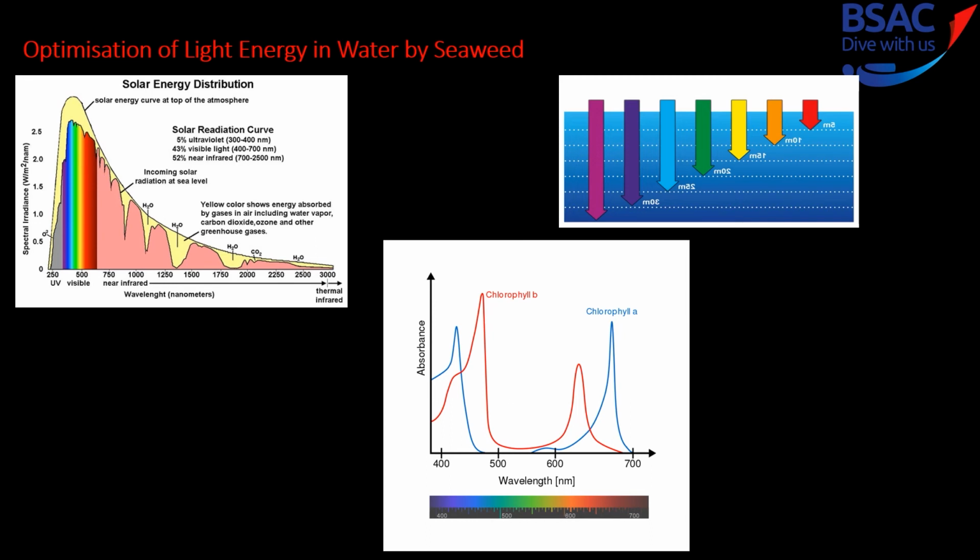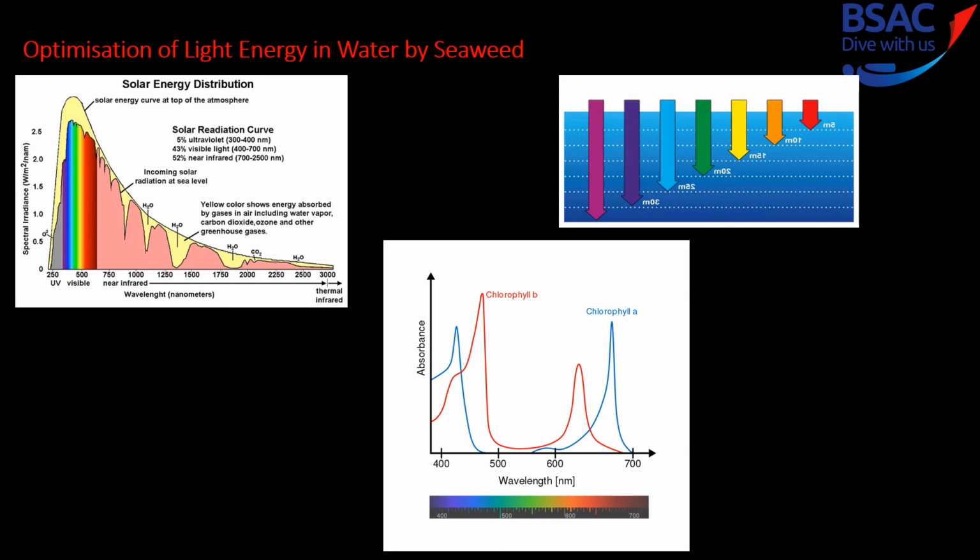Optimization of light energy in water by seaweeds. We need to talk about light absorption and reflection to understand the evolution of the seaweeds. From the first picture to the left, we can see the solar energy distribution, and it is represented by the yellow curve. With the presence of different gases in the atmosphere, like ozone, carbon dioxide, and water vapor, light energy is absorbed differently at different wavelengths of the spectrum, as indicated by the jagged spectral density curve.